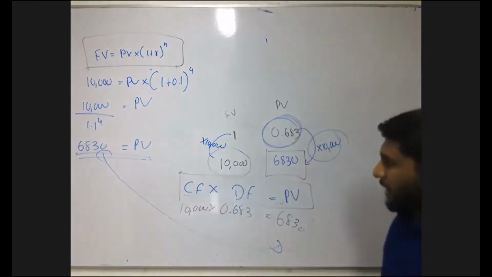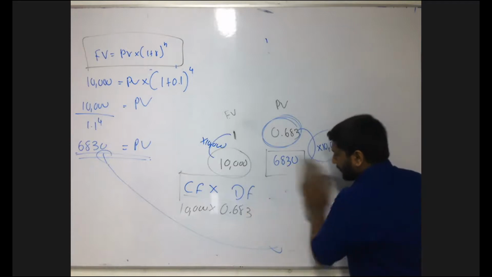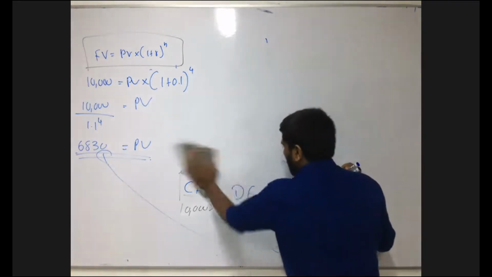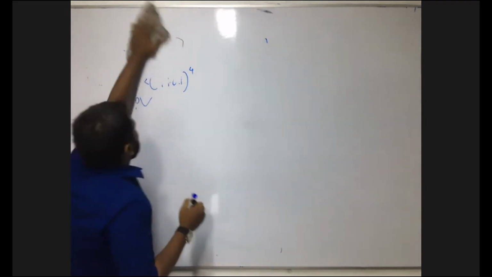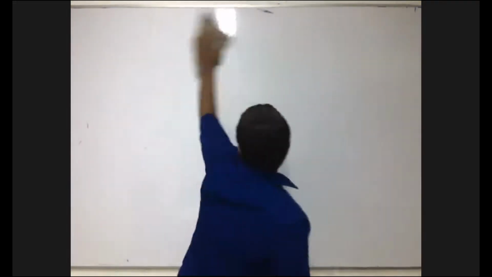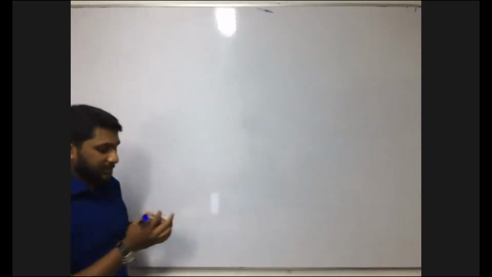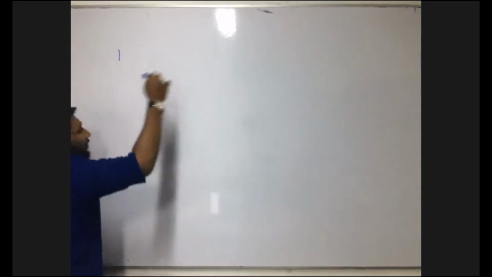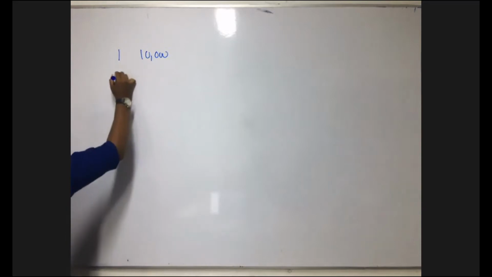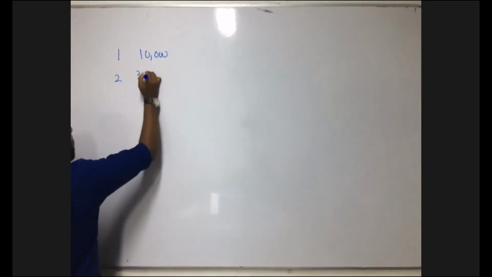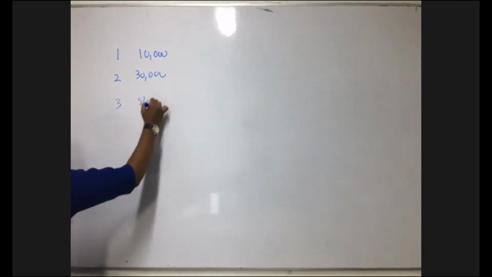Okay, now let me explain, guys, how to use this percent value table in a better way. Mr. A expects to get the following cash flows for the next 3 years. After 1 year, he is expecting to get 10,000. After 2 years, he is expecting to get 30,000. After 3 years, he is expecting to get, let's assume, 50,000.